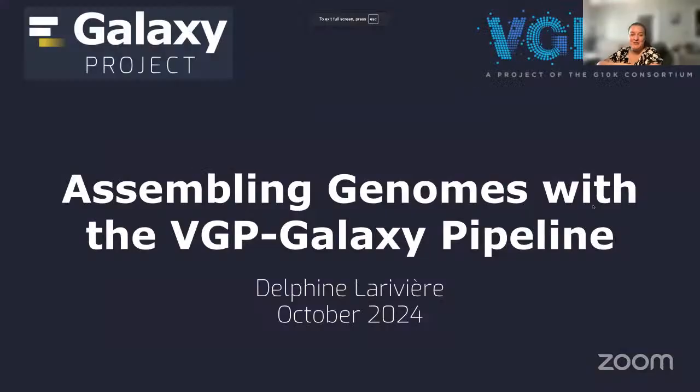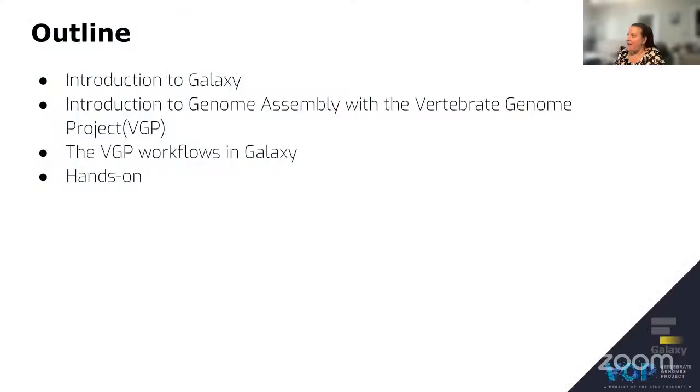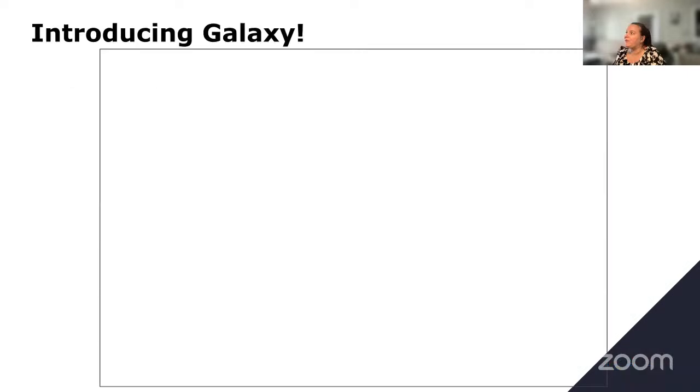So thank you for joining today. I'm going to present how to assemble genomes in Galaxy with a VGP pipeline. We're going to start with a real quick introduction to what Galaxy is, how assembly works, and how we implemented this VGP workflow in Galaxy. And then we're going to go through a hands-on to show you how to use them, where to find all the data and the workflows.